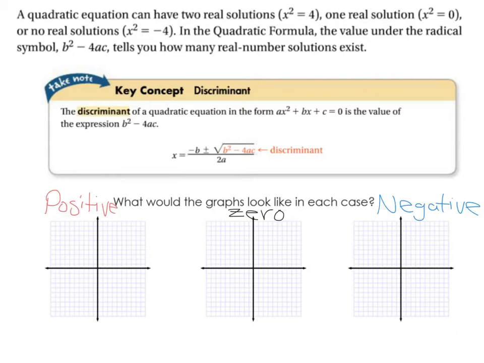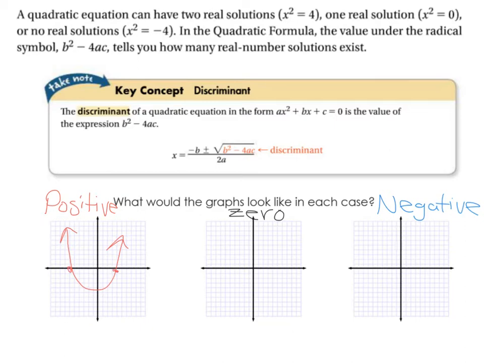So if our discriminant ends up to be a positive number, so we do our quadratic formula, or we just do the b squared minus 4ac, we plug it in, we get a positive number for the discriminant. That means that our parabola crosses our x-axis at 2 points. It has 2 real roots.